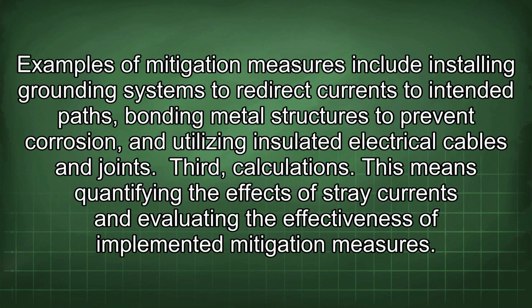Examples of mitigation measures include installing grounding systems to redirect currents to intended paths, bonding metal structures to prevent corrosion, and utilizing insulated electrical cables and joints. Third, calculations. This means quantifying the effects of stray currents and evaluating the effectiveness of implemented mitigation measures.